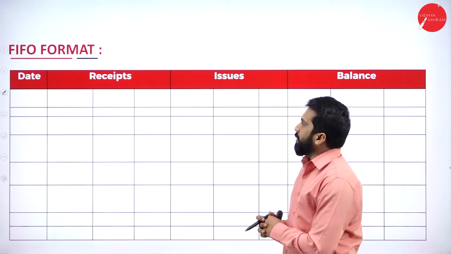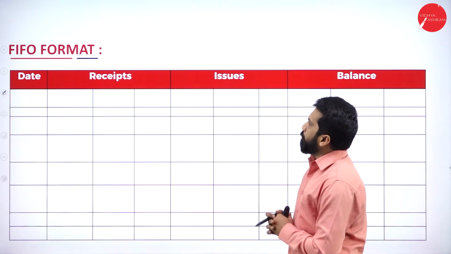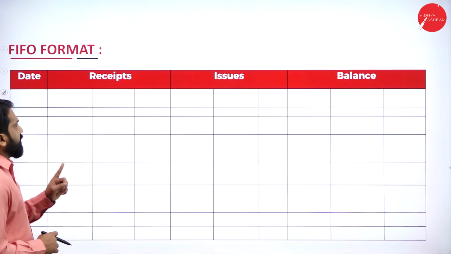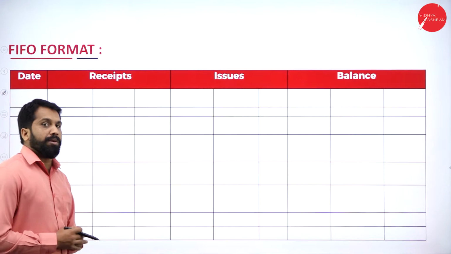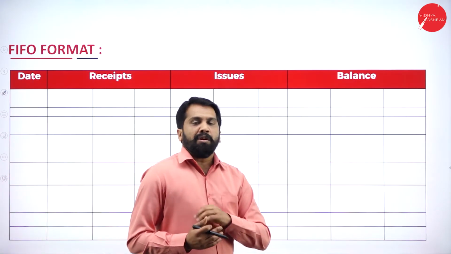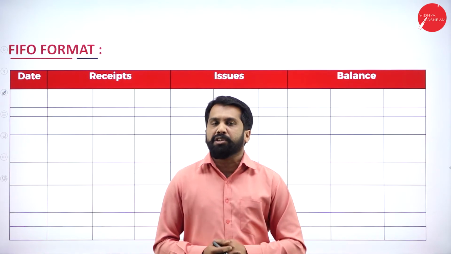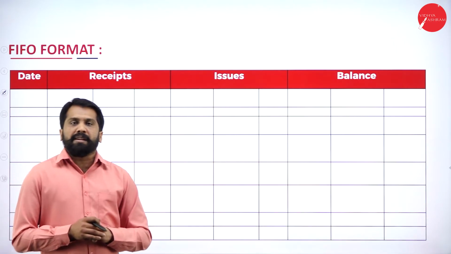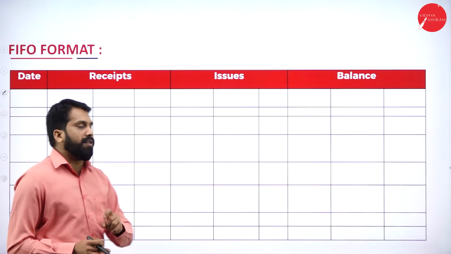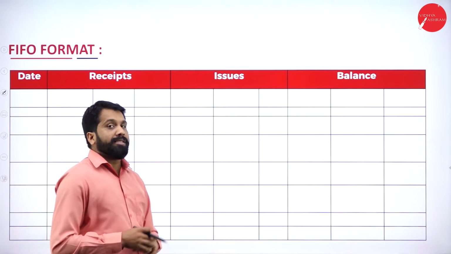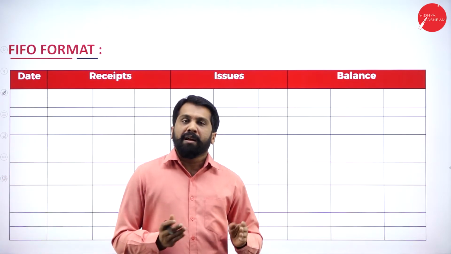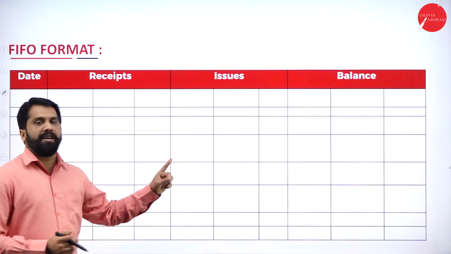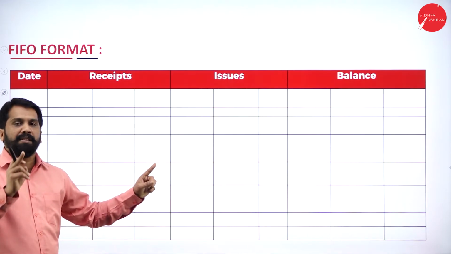This will be your format for your calculation. The format will be very simple. There are only 4 columns. One will be your date, receipt, issue, balance. You need to remember this. Date, it is common. Whatever accounting entries or ledger you will do, the date is a must. Now, in the year or in the particular month, how many units are received for that receipt column? How many units are issued for that issue column? After receipt or issue, what will be there? Balance will be there. So for that reason, we have balance column.